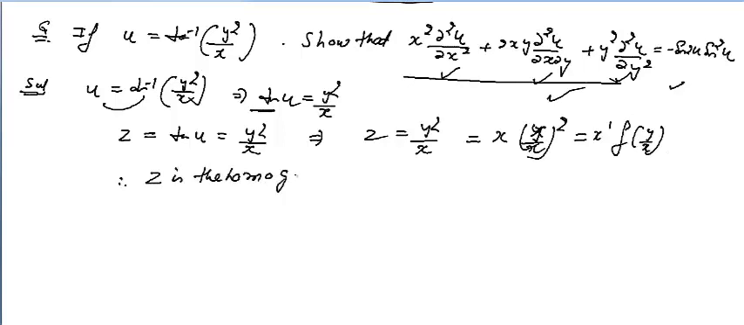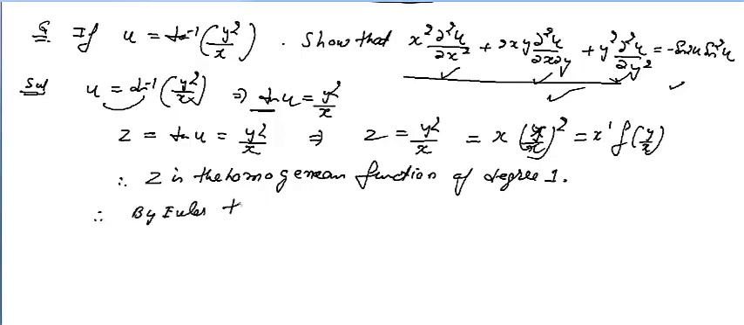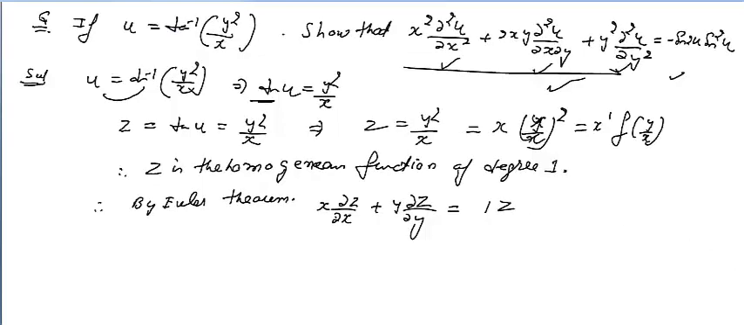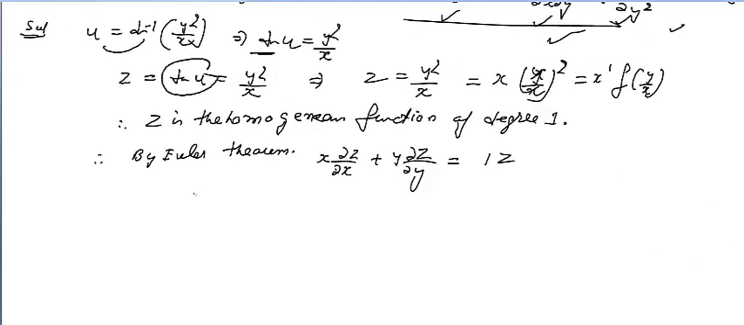homogeneous function of degree 1. So therefore, by Euler's theorem, x ∂z/∂x + y ∂z/∂y is equal to 1 times z, and you know that the value of z is tan u.